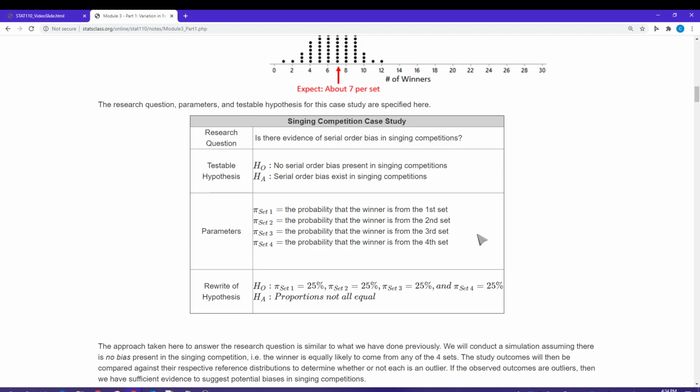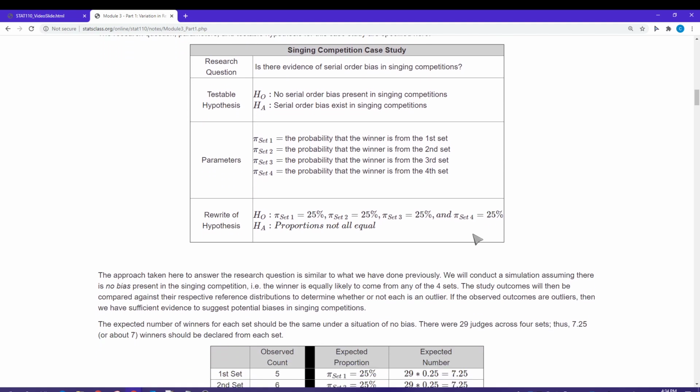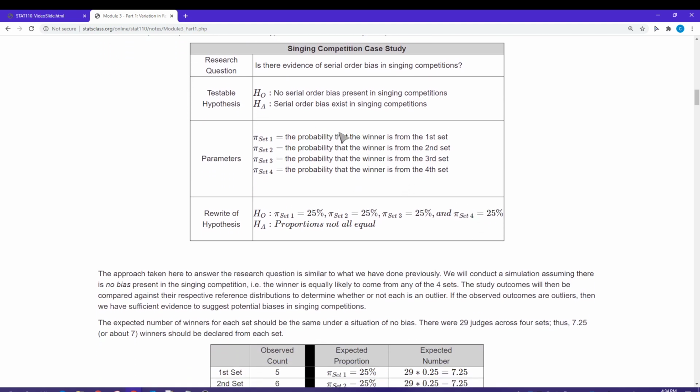Here we're going to have a total of 4 parameters. So this is the first time that we've dealt with more than one parameter at a time. So we're going to have a parameter pi sub set 1, which is going to be the probability that the winner is from the first set, pi sub set 2, all the way down through for all 4 sets. Now, if there's no serial order bias, then I would expect my winner to occur equally in any of those sets.